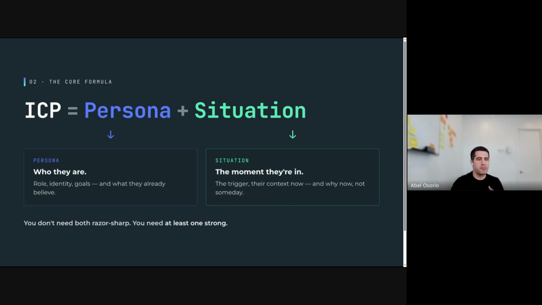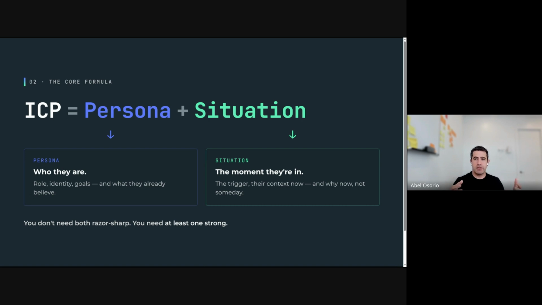I don't care if they are 25 to 35. Maybe that's not relevant for your business, right? But maybe you care about what their role at the company is. And then the situation is whatever situation they are in that they want to get out of, because that's actually what really matters to you. So the situation is giving you the information you need to actually talk about emotions.